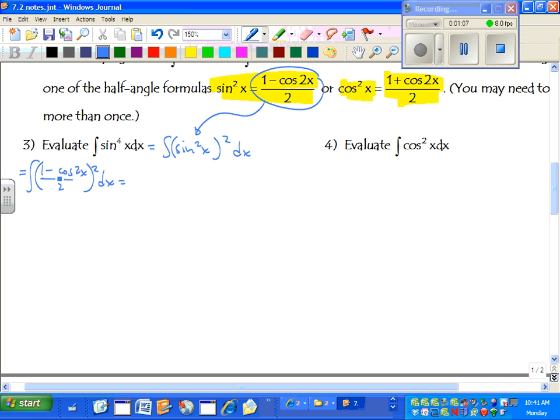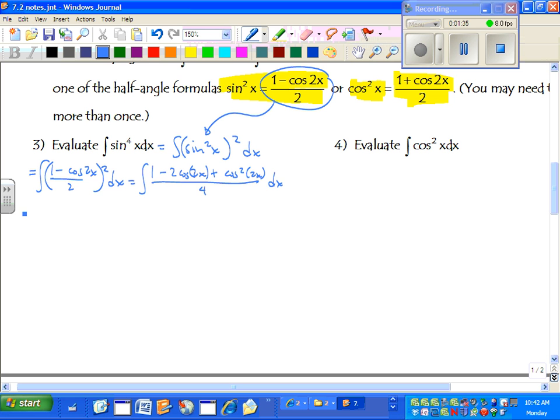So we have to multiply that out on the inside. So on top, 1 minus cosine of 2x times 1 minus cosine of 2x, we would get 1 minus 2 times cosine of 2x plus cosine squared of 2x, all over 2 squared, which is 4. Now, this 4 in the bottom, we can pull that out in front of the integral. We can take that 1/4 out in front of the whole thing.